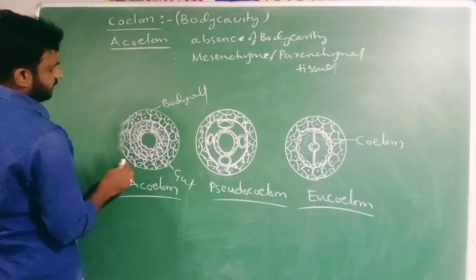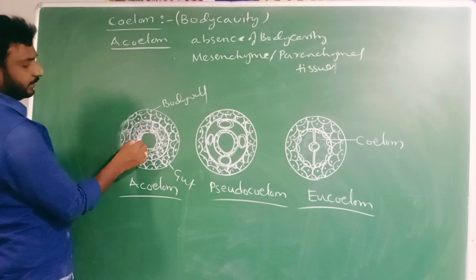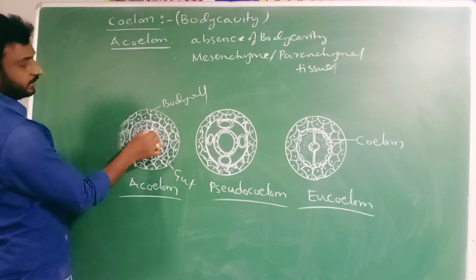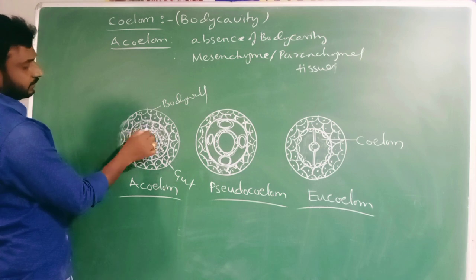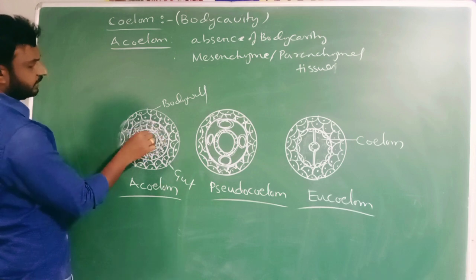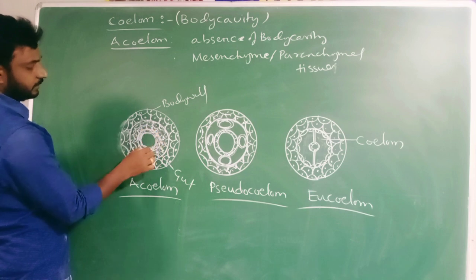Visceral organs, this is cross section. Visceral organs are present. For example, alimentary canal. Surrounding the alimentary canal, there is no space. So alimentary canal, it is tightly packed in the tissue. That's why there is no free movement of alimentary canal. There is no free movement of gut.